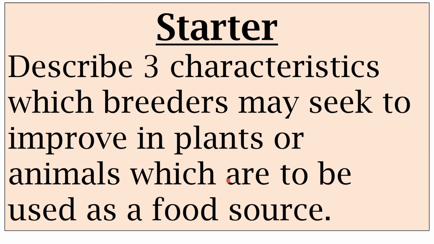And a bit of a starter to see if you remember what you did last time. So describe 3 characteristics which breeders may seek to improve in plants or animals which are to be used as a food source. So write that down.